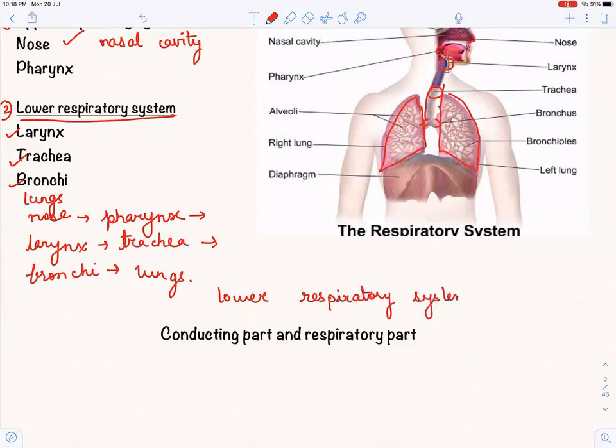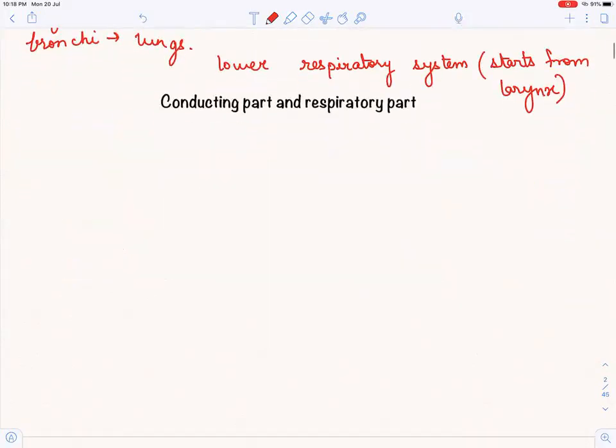The lower respiratory system starts from the larynx, as I just told you. So the lower respiratory system, we'll divide this into two parts: the conducting part and the respiratory part. Let us now see about the conducting part. What is a conducting part? As the name implies, it is the conducting part.